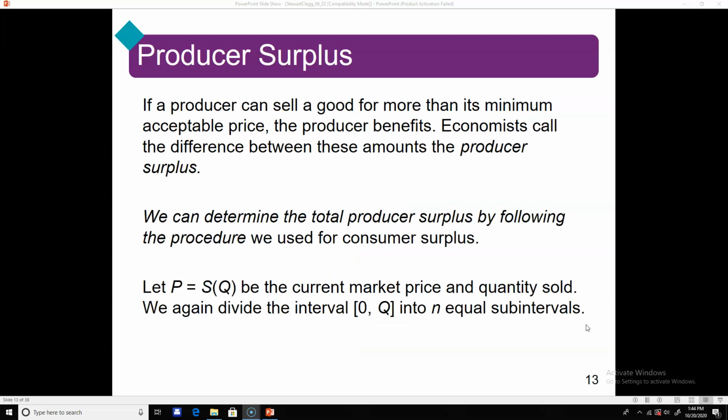So this is the producer surplus, and basically it's benefiting the producer because it's the goods that they can sell at more than its minimum acceptable price. So again, this is just determined using an integral. So it's really the same. You just have to remember that you're doing the constant minus the supply curve for this example.